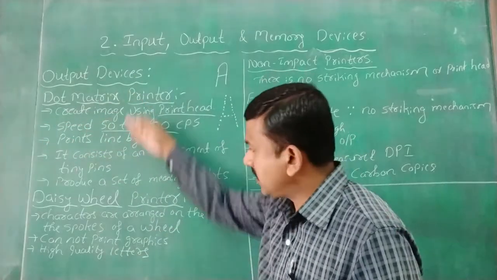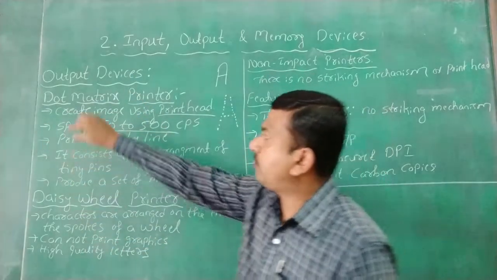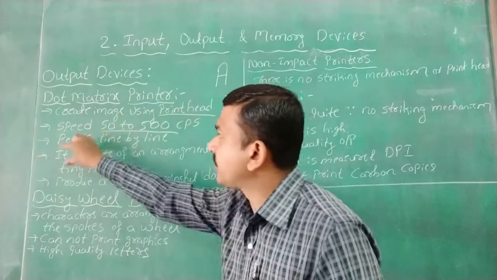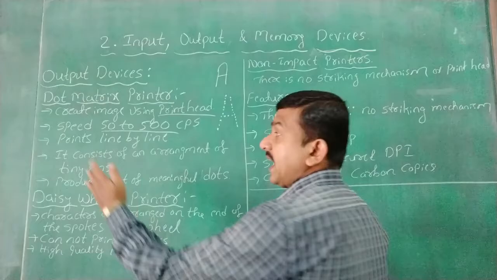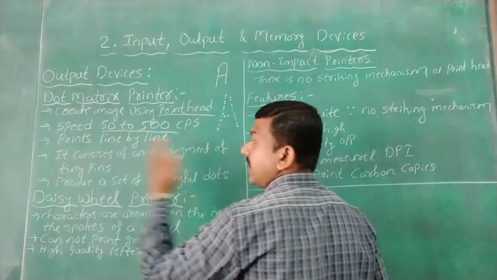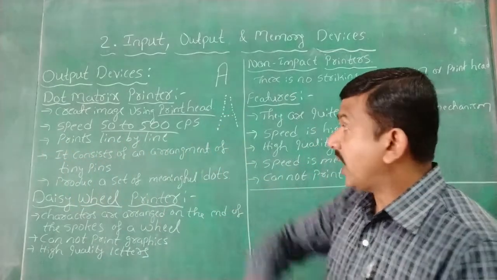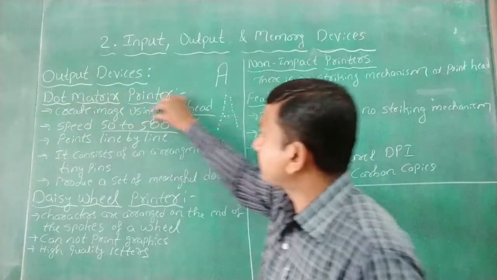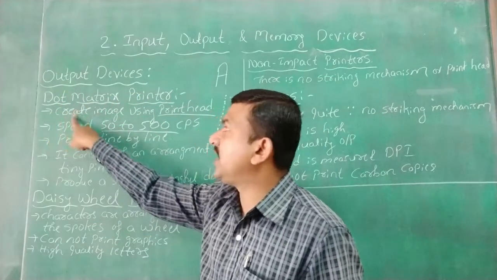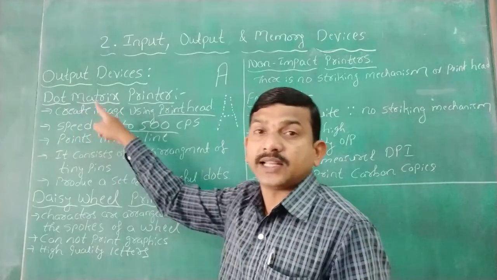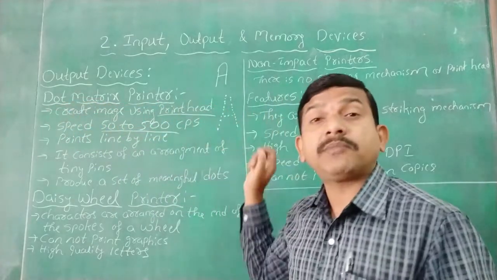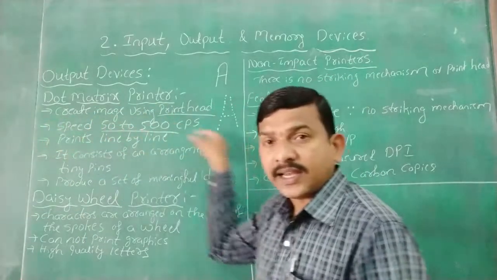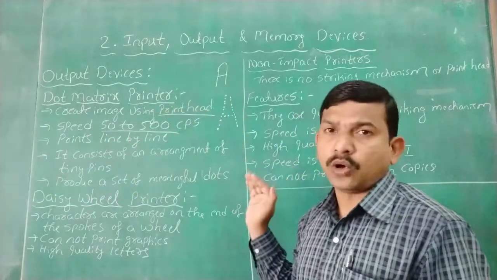If you give this for printing, it will print first this line, next this line, then next. Within a line, it prints character by character, not line by line at that time. It's like this: first C, R, E, A, T, E. Like this, it prints character by character. First line is over, next second line, then third line, and so on.